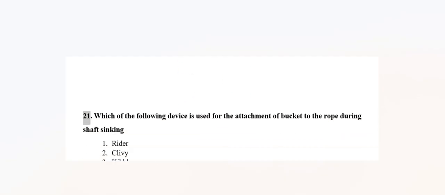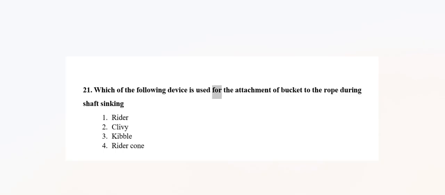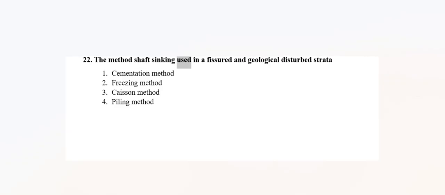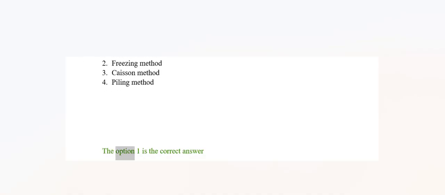Part 2. 21. Which of the following device is used for the attachment of bucket to the rope during shaft sinking? Rider, clevis, kibble, rider cone. The option 2 is the correct answer. 22. The method of shaft sinking used in a fissured and geologically disturbed strata. Cementation method, freezing method, caisson method, piling method. The option 1 is the correct answer.